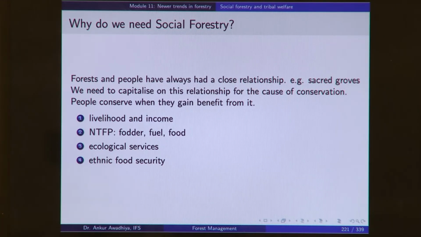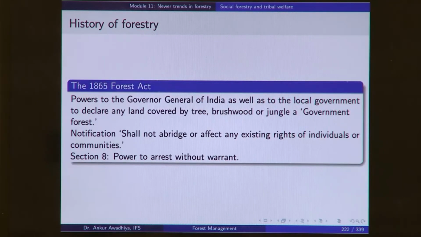And historically, we have seen that people have had a close relationship with forest, and social forestry aims to encourage this relationship, to inculcate a feeling of ownership of the people towards the forest, to ensure that the people are more and more inclined to conserve the forest. Now, the benefits that are provided to the people are in the form of livelihood, income, NTFP, ecological services, and ethnic food security.